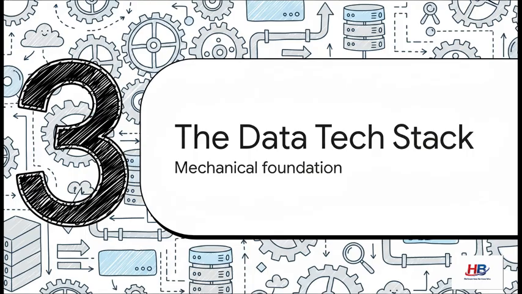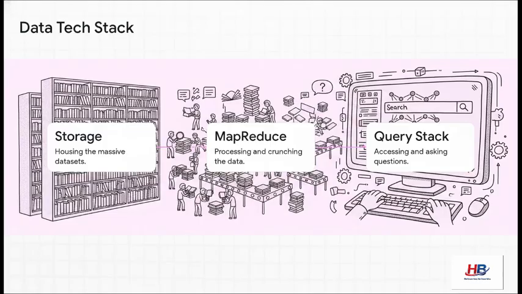Okay, let's move on and see how this builds in our 3rd section, the data tech stack. We're going from theoretical dimensions to the actual mechanical foundation. So how do we physically handle the immense weight of those 4 V's? Well, it requires a very specific 3-step active journey. Step 1 is storage, just physically housing that immense scale of data. Step 2 is MapReduce, which is the processing layer that actually crunches the numbers. And step 3 is the query stack, which is basically the interface where we humans actually access and ask questions of the data to extract insights.